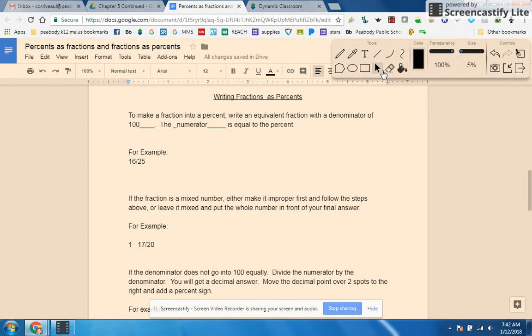So let's try this example. We have 16/25. I'm just going to write it here so it looks like a fraction. So we want to make it into a percent. Percents are out of 100, so we want the denominator to be 100. So now we have to figure out what times 25 gives us 100, which is 4. So we multiply the numerator by 4. 16 times 4 is 64. So 64 over 100 equals 64%. Okay? So you have to figure out what you can multiply the denominator by to get 100, and then you multiply the numerator by that. And then the numerator becomes your answer.